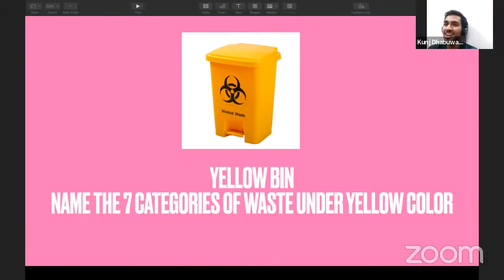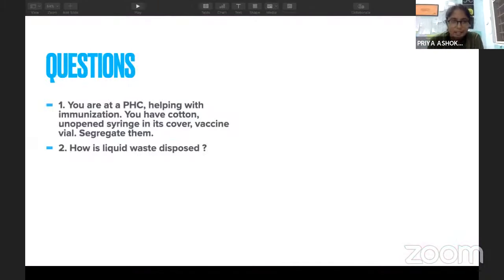I'll give you the next question. Slabs and the casts which are used in orthopedic. Okay. Discarded in yellow. Anything else? That in particular is not a category. You've got five, right? Okay, I'll still give you the question. Okay. So you were at a PHC helping with immunization, and now you have cotton, you have an unopened syringe in its cover, you have a vaccine vial. How do you segregate it?